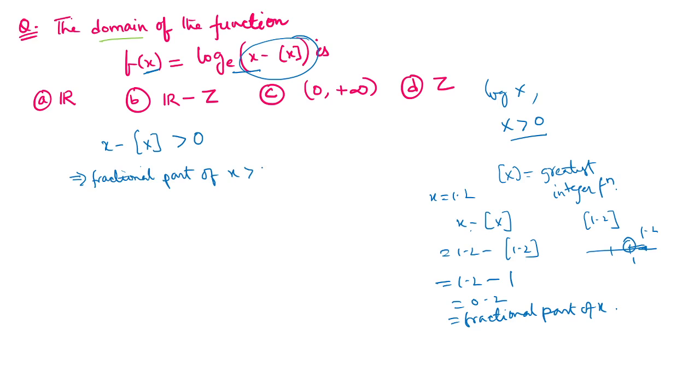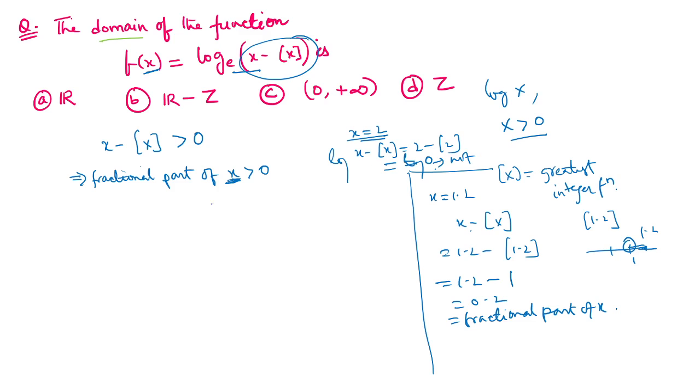The fractional part of x is greater than or equal to 0 for any real number. But when x is an integer, say 2, then x minus the greatest integer of x is 2 minus 2, which is 0. And log of 0 is not defined. Okay, let me write it down.